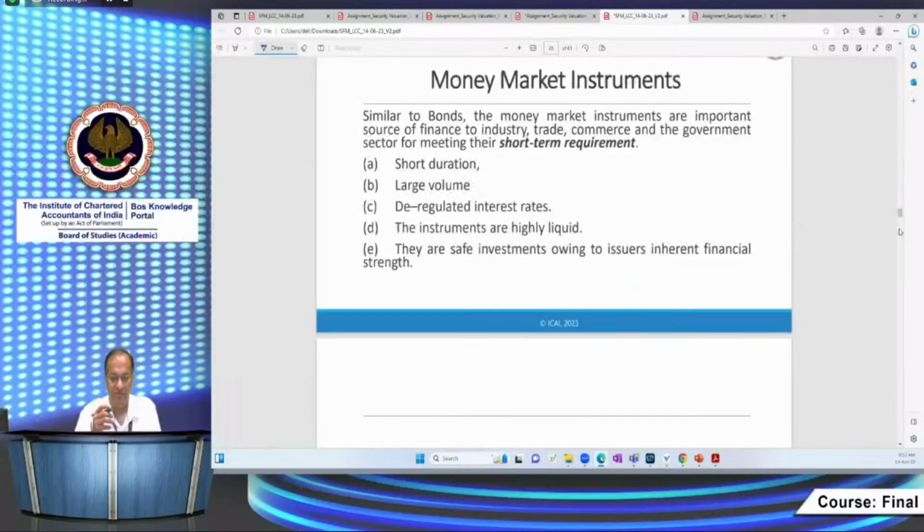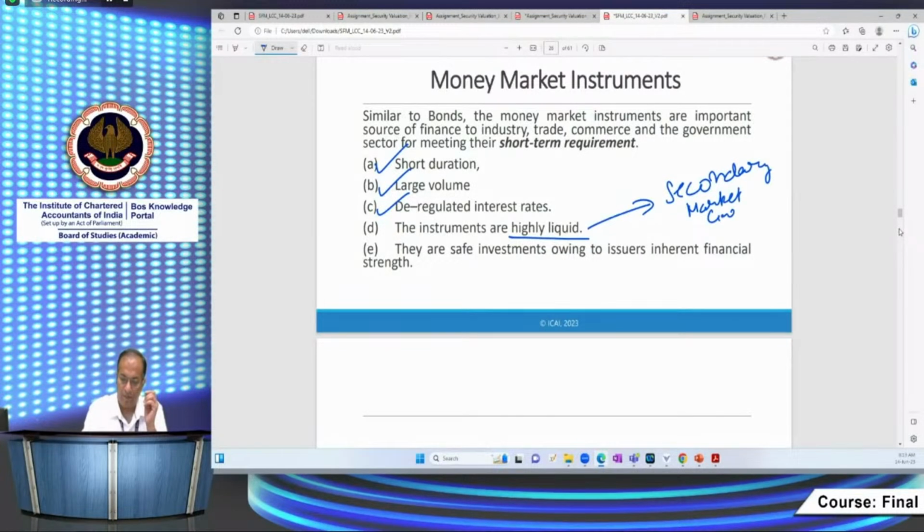Now, students, these are some features of the money market instruments: short duration, large volume, deregulated rate of interest. It means that normally the rate of interest is carried on by the market forces. The instruments are highly liquid. Secondary market is good for these instruments, and they are good and safe investments owing to the issuer's inherent financial strength. So normally money market instruments are issued by financially strong organizations. We shall see even some instruments issued by private business houses or private corporate houses. Still they are safe.